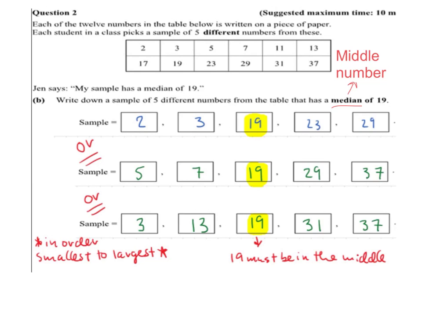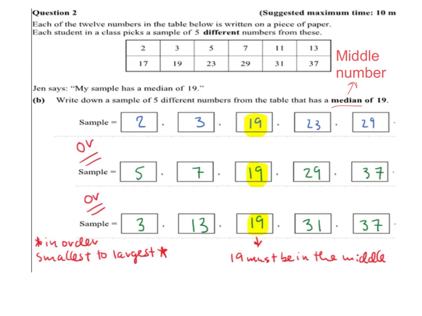Another way was I chose 5 and 7 for the first 2 numbers because they're in this list and they're lower than 19. And again, 19 must go in the middle. And then I chose 29 and 37 because again, they are bigger than 19 and they are in this list. And another way is choosing 3 and 13. So again, they're in this list and they're lower than 19. 19 must be in the middle. And then I chose 31 and 37 because again, they're in this list, but they're bigger than 19.